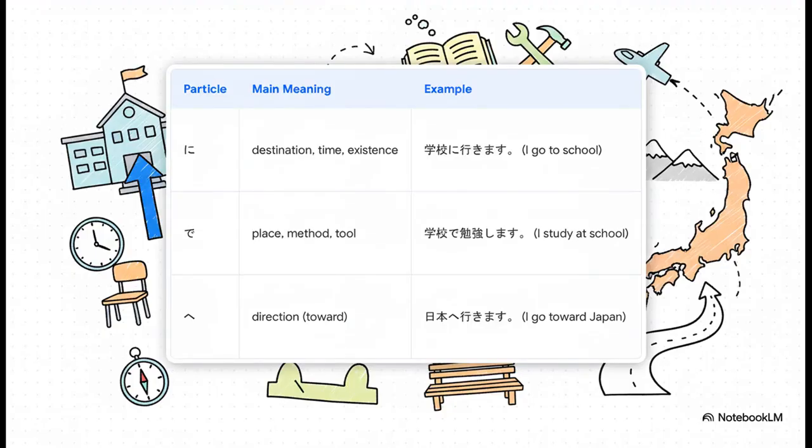Okay, this slide right here, this is your new best friend. Just look at the word school, gakko, and see how the particle completely changes the meaning. Gakko ni ikimasu, you go to school, that's your destination. Gakko de benkyou shimasu, you study at school, that's the location of the action. And gakko e ikimasu, that would mean you're headed towards the school. See that? 3 particles, 3 totally different jobs.